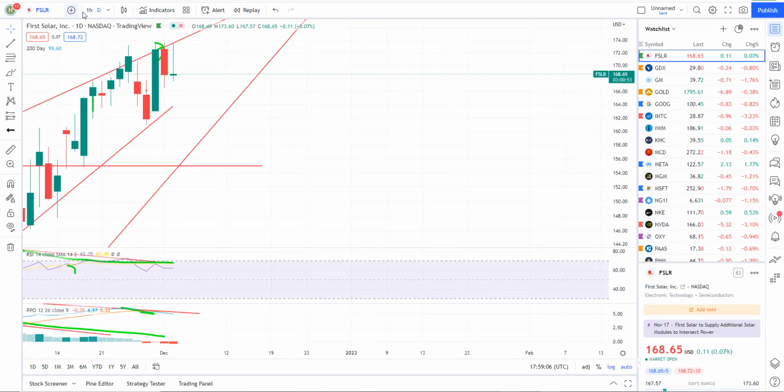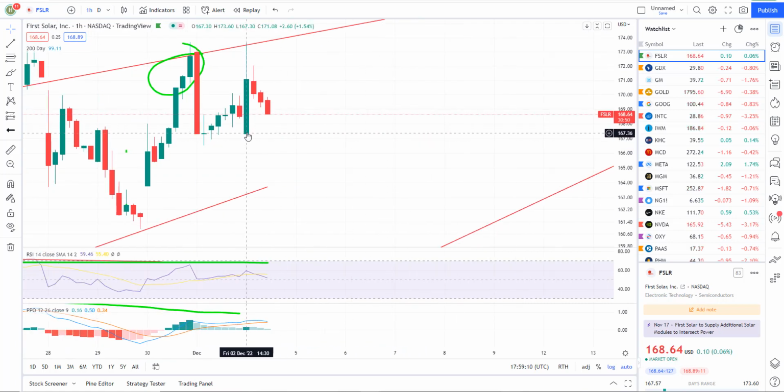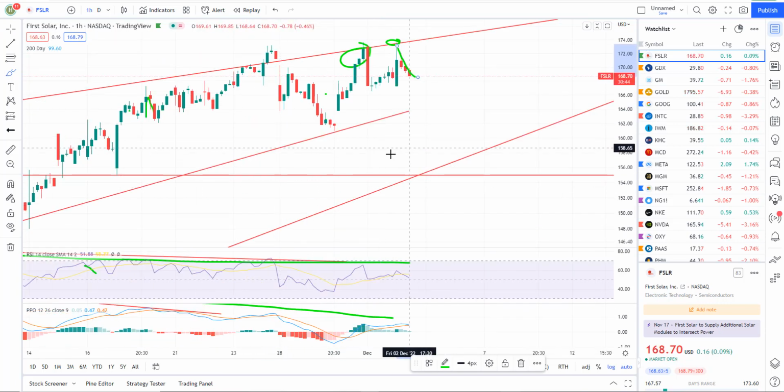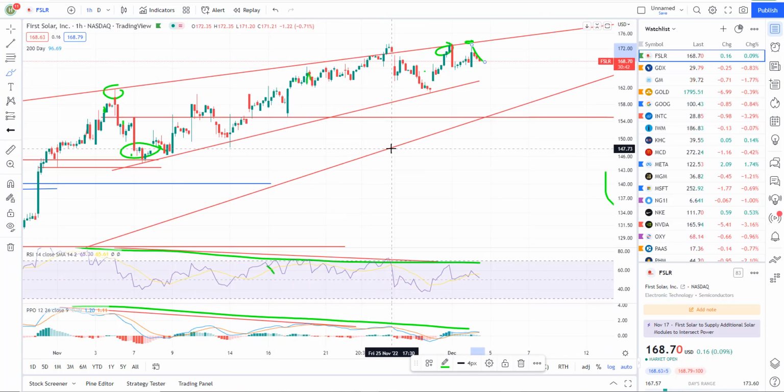FSLR, no real change from yesterday. They spiked it in the morning and they've sold it off the rest of the day. If I go to the hourly, there it is. Spike in the morning, right to that trend line that we've had marked out, and then selling down. So no change. I think we're going lower. It's just a matter of when this starts to resolve to the downside.